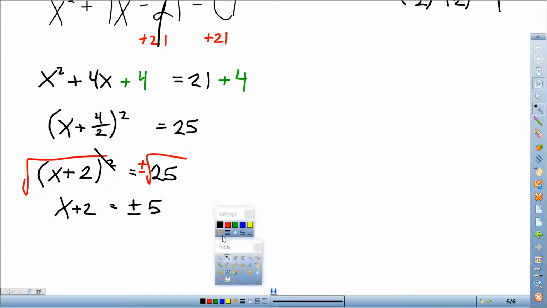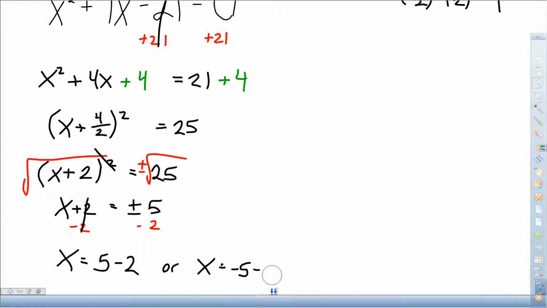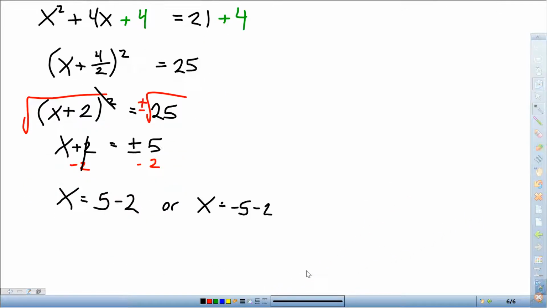All right, so from here, getting rid of that 2 by subtracting, now we can write our two equations. X is going to equal a positive 5, minus 2. Or x is going to equal a negative 5 minus 2. All right, and let's see, that means x equals 3, or x equals negative 7.